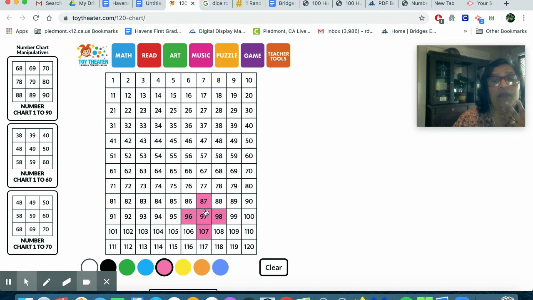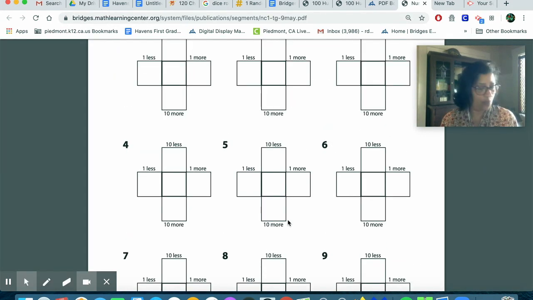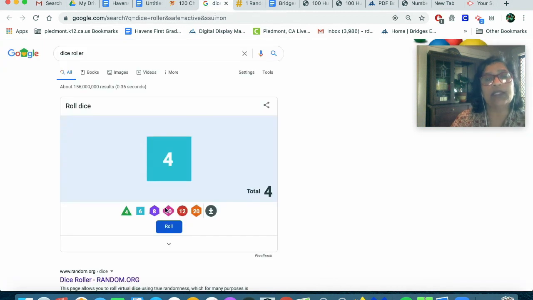Right now, I'm giving 10 more, 10 less, 1 more, 1 less. You're going to fill this whole sheet. If you don't happen to have cards, don't worry, because you can always use something like this. I can attach it if you want.